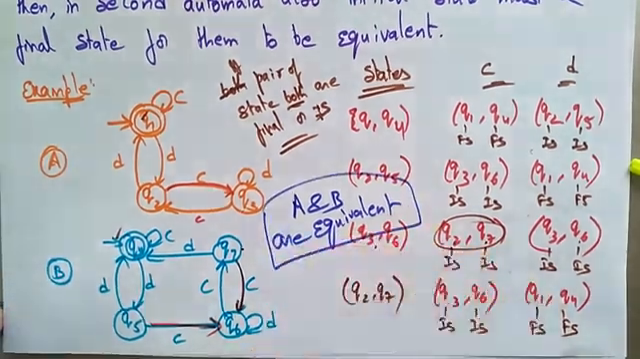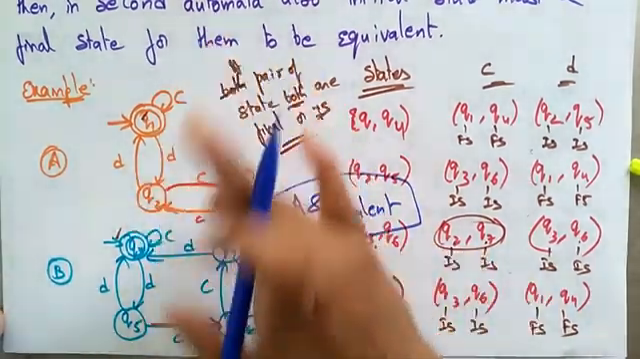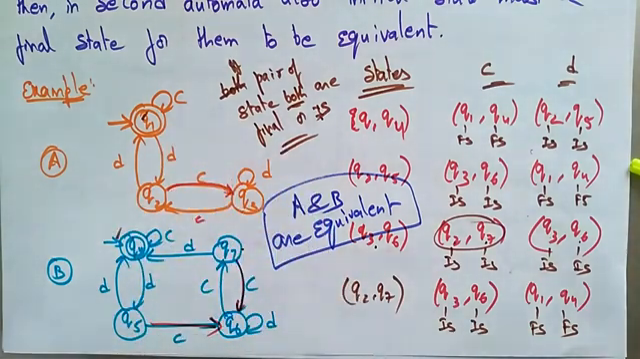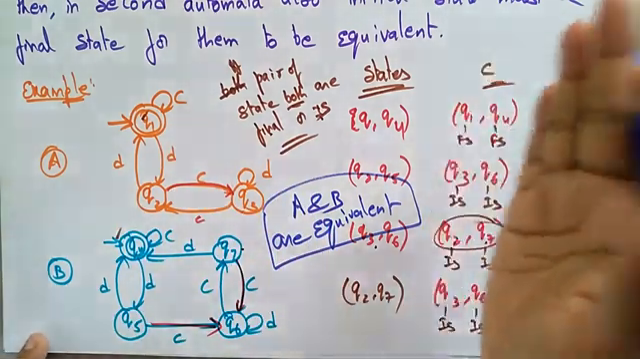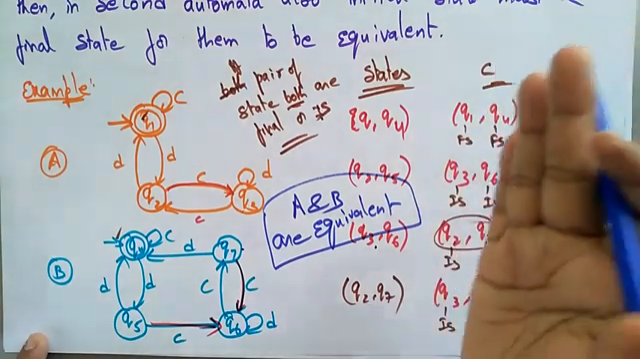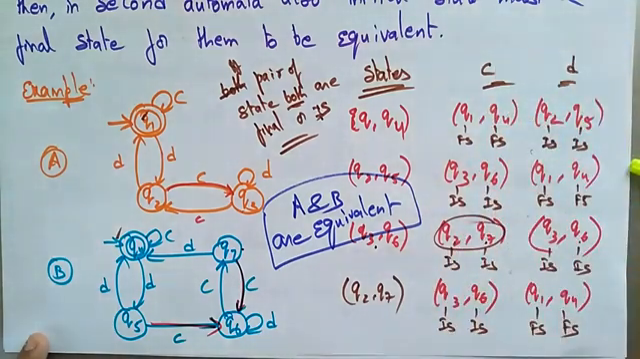The main thing to find whether two automata are equivalent or not is to check the transition function: the new pair you get must have both states either final or intermediate. Then we can say they are equivalent finite automata. So in the next video, I'll take one more example which violates this condition. Thank you.